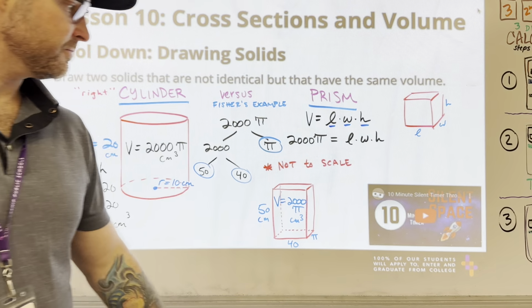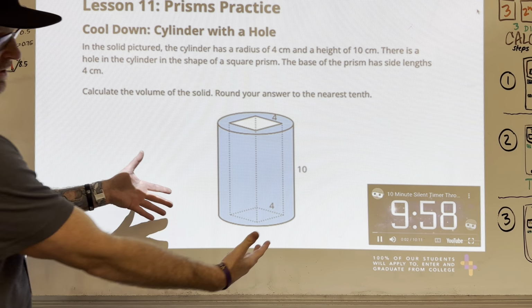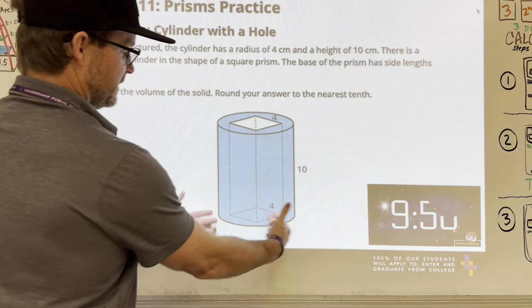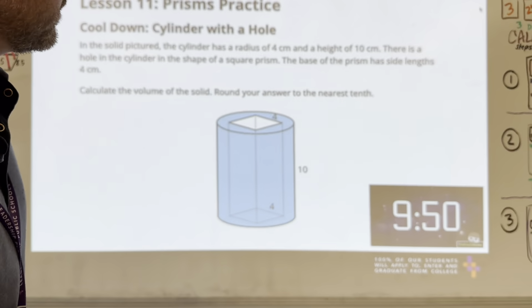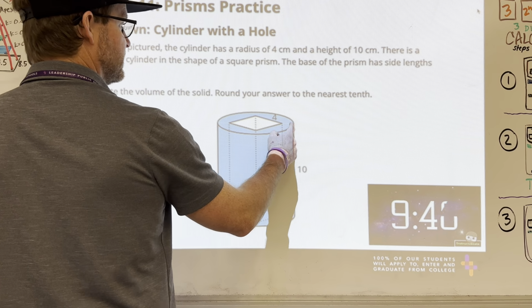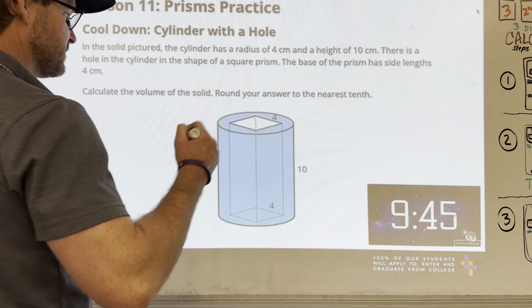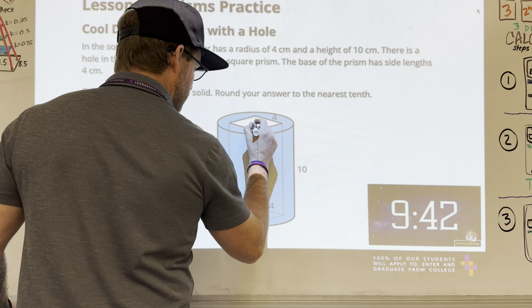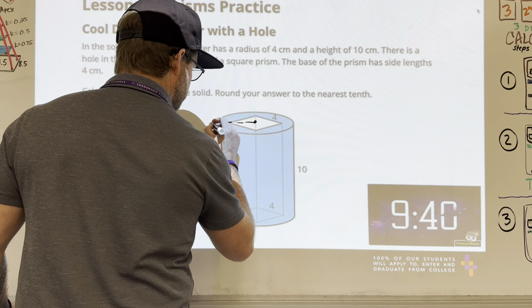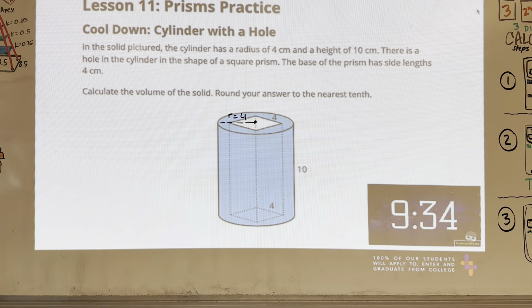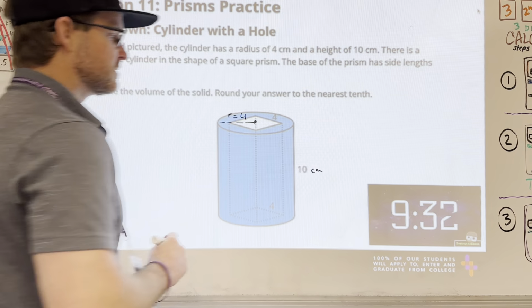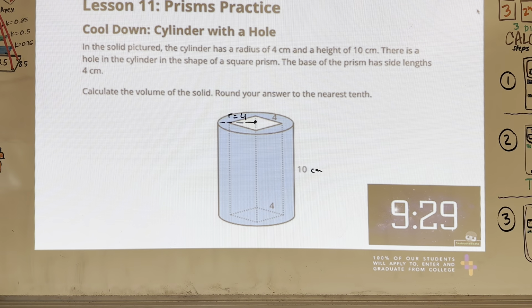Okay, here we go. Try to keep this under 30 minutes. All right. In the solid pictured, the cylinder, the whole thing, has a radius of 4 centimeters and a height of 10. I don't see a radius pictured, so I'm just going to draw it. So here's your radius, also equals 4. I like to label my drawings in helpful ways. So the height's 10 centimeters.